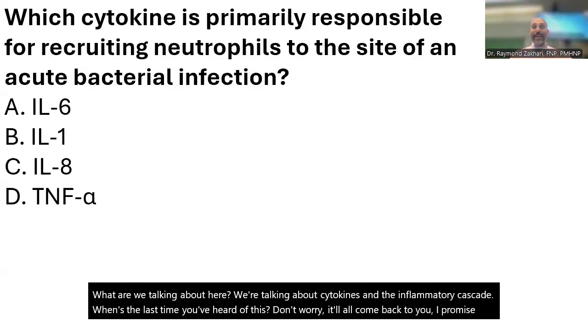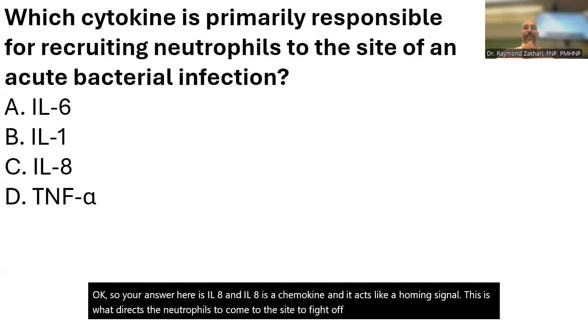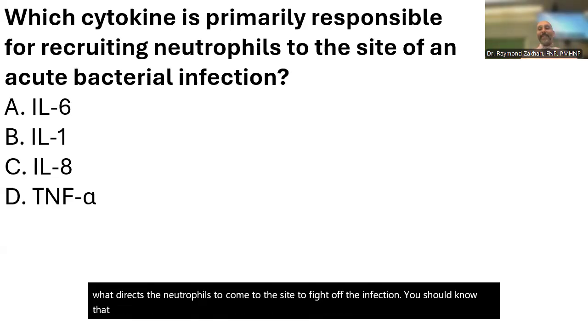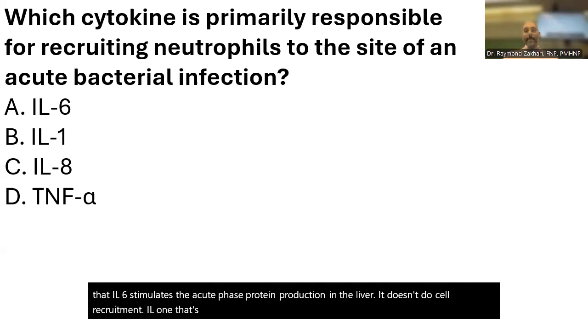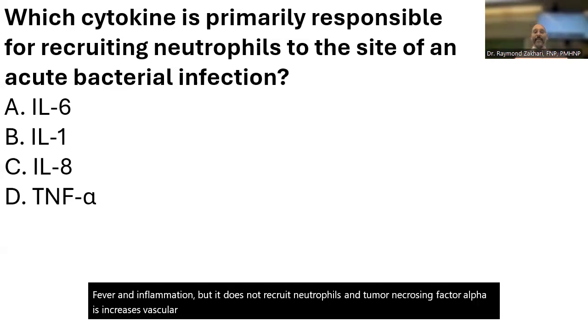Okay, so your answer here is IL-8. IL-8 is a chemokine and it acts like a homing signal. This is what directs the neutrophils to come to the site to fight off the infection. You should know that IL-6 stimulates acute phase protein production in the liver. It doesn't do cell recruitment. IL-1 is responsible for fever and inflammation, but it does not recruit neutrophils. And tumor necrosis factor alpha increases vascular permeability and upregulates adhesions, but it doesn't cause chemotaxis.